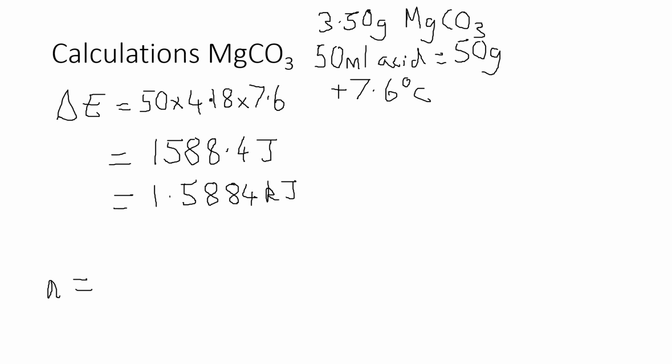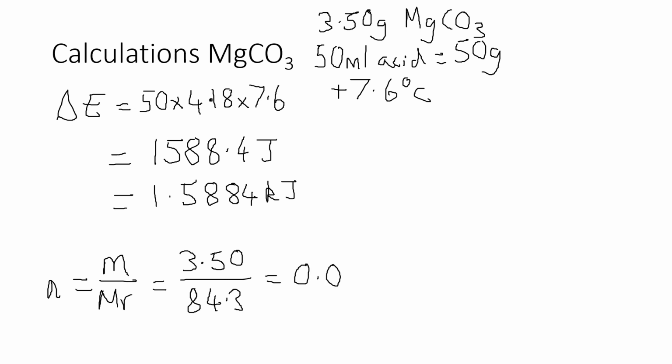The number of moles is equal to the mass divided by the molecular mass. So the mass was 3.5 grams, and we divide that by the molecular mass of the magnesium carbonate, which is 84.3. And that comes out as 0.0415 moles. I've rounded that, but keep it in your calculator.